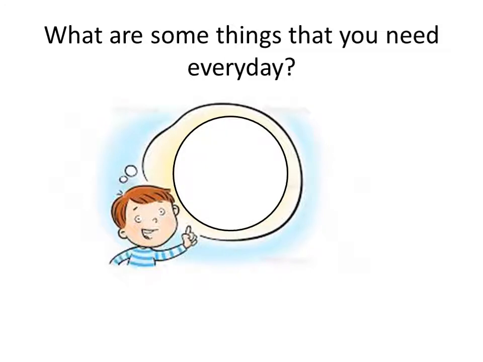What are some things that you need every day? You might say it is water, or you might say it's food, or you might say it's air. The question, from where do we get the water? Yes, we get the water from the area around us. From where do we get the food? We get the food from the area around us. Where do we get the air or oxygen? We get it from the space around us.